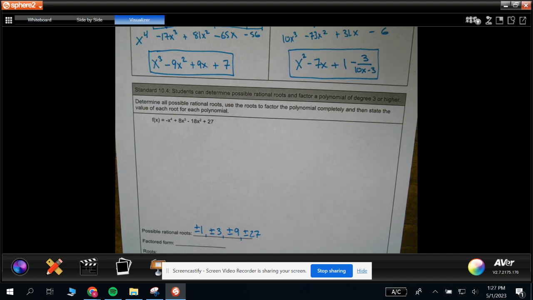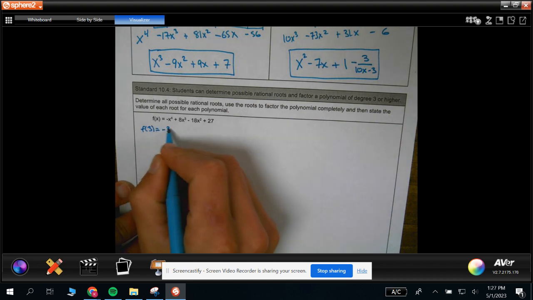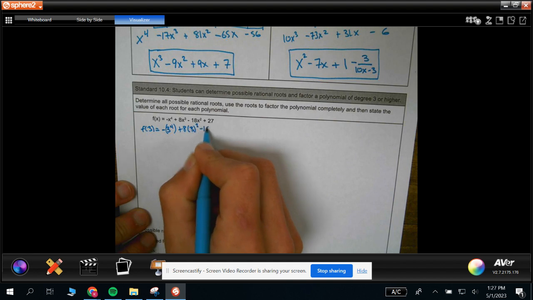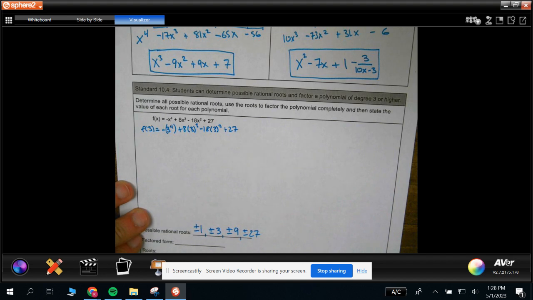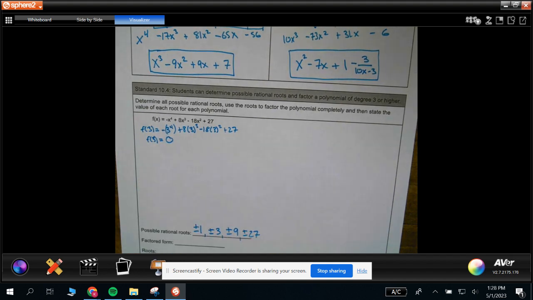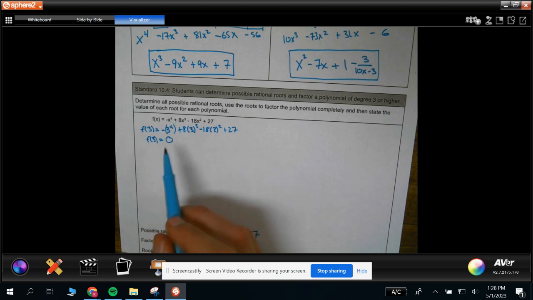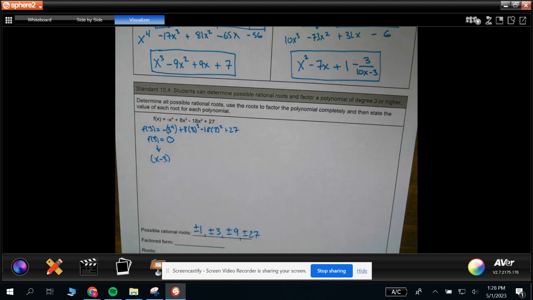Well, we can substitute it in. So I'm going to start by checking positive 3. Hint, I already know this one's a root. What does it look like? f of 3 is negative 3 to the 4th, plus 8 times 3 cubed, minus 18 times 3 squared, plus 27. I hope you can take my word for it that f of 3 is 0. If I plug a value in and the output is 0, it means it is a factor. So that means x minus 3 is a factor.